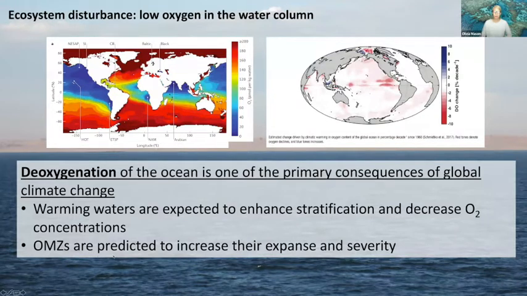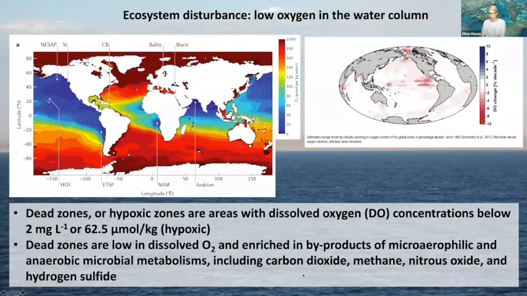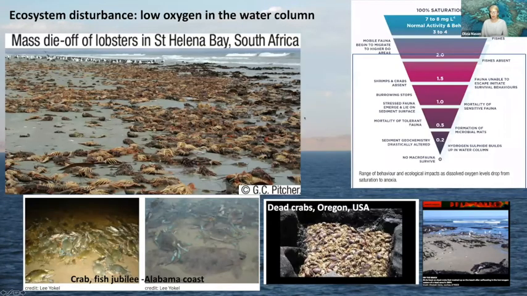OMZs are predicted to increase their expanse and severity over time, right? So this is one of the primary consequences of global climate change. And let's go back for a minute here. They're one of the primary consequences of global climate change, but look what they're enriched in, right? So these potent greenhouse gases. All right, so we're talking about low oxygen environments.